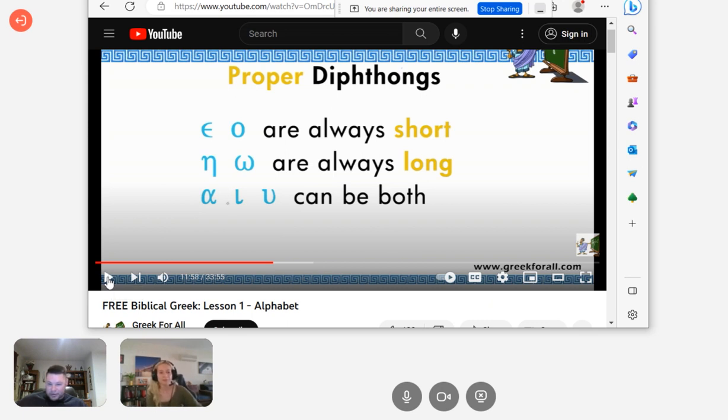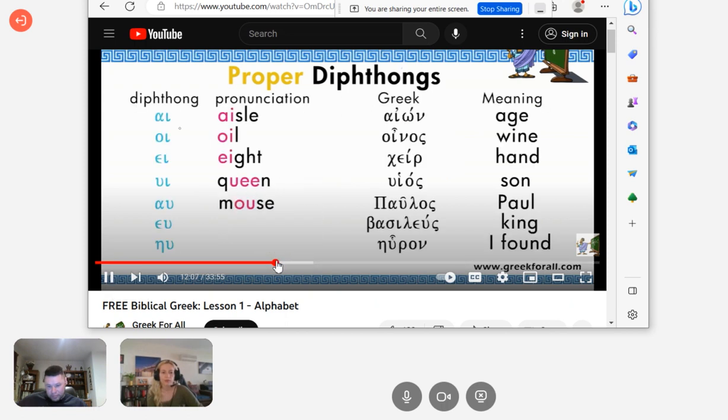Yeah, Yota sure. and upsilon. There are only seven proper diphthongs in Greek. And the first diphthong we're going to talk about is the diphthong I. It gives us the sound I as in the word aisle. And the Greek example is the word aion. Aion, this is our diphthong.